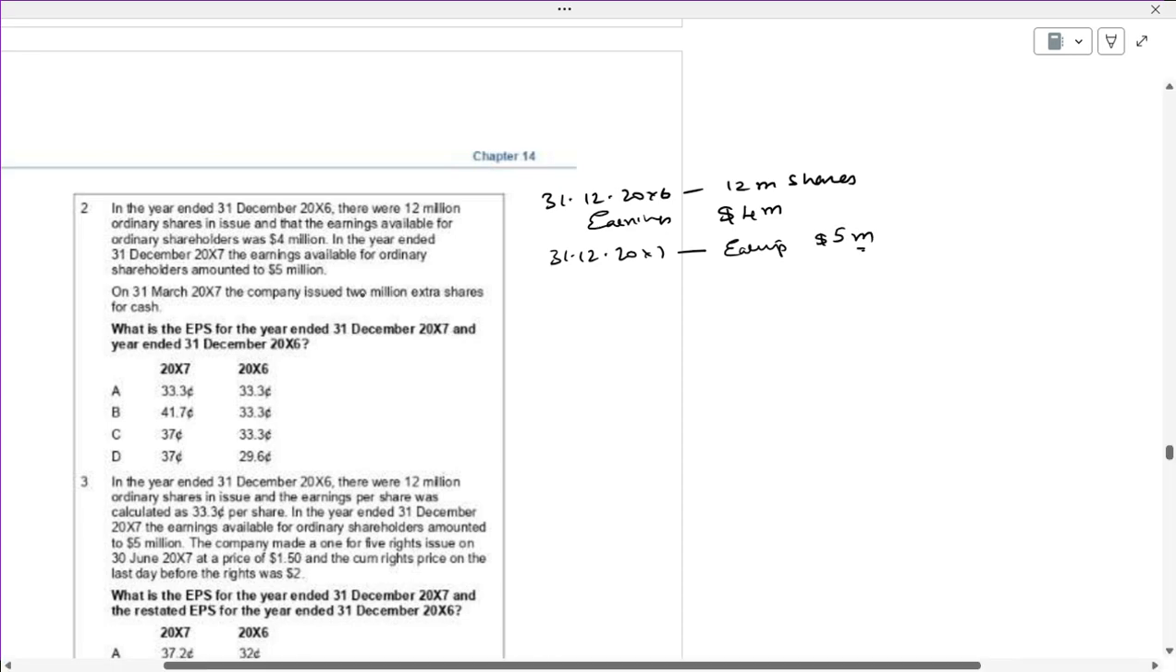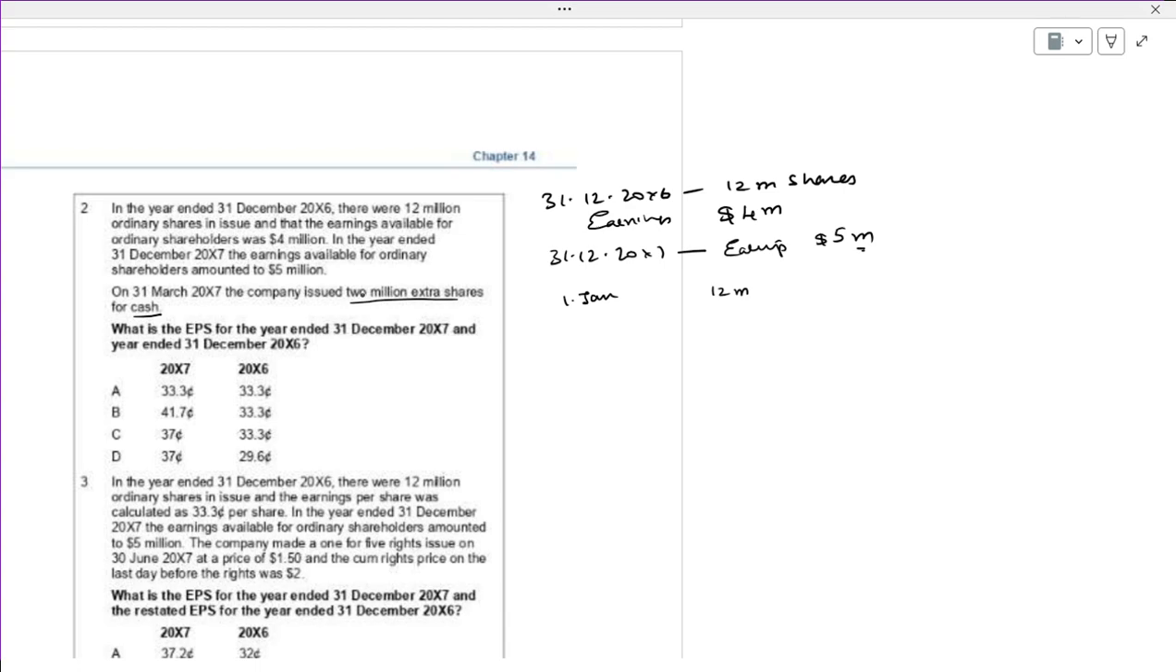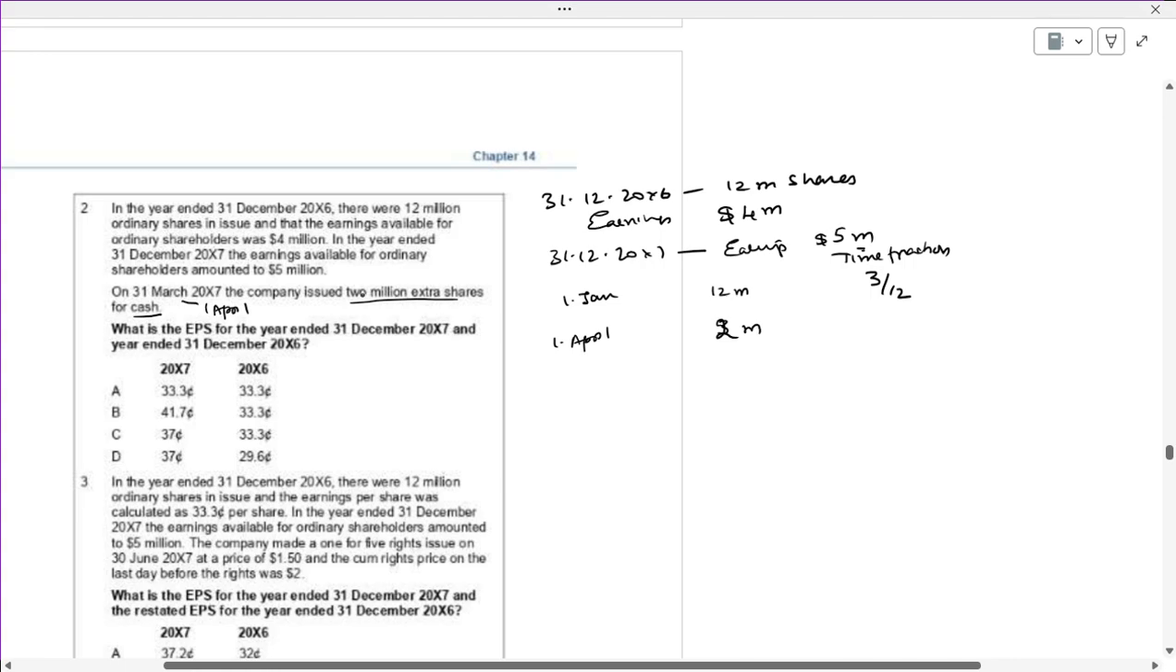On March 1st, the company issued 2 million extra shares for cash. When did they issue? March. The timing is very important. On 1st January there are 12 million shares. They issued on 31st March, which is nothing but 1st April. What is the time fraction? Time fraction is 3 by 12. They issued 2 million shares, total is 14 million, and time fraction is 9 by 12.